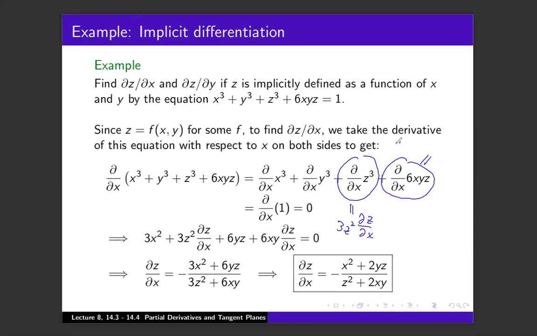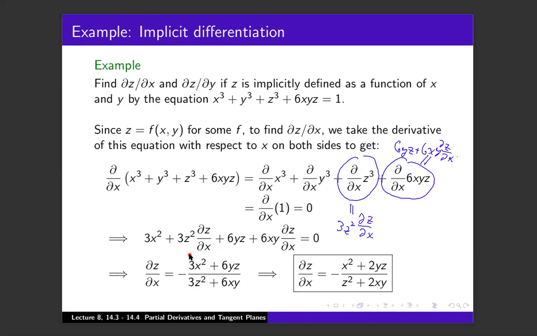This is just going to become 6, to differentiate with respect to just x, and just x is what you're differentiating. Then that just goes away to 1, so it becomes 6yz plus 6xy derivative with respect to z. And that's what we see in this penultimate equation. So down here we get this big equation. And now it's just algebra. We're going to isolate del z del x.